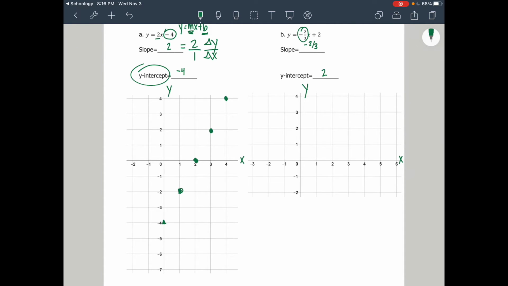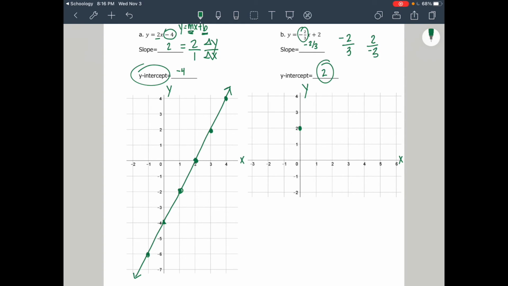So down 1, 2 over 1, and then I can't go any more on either side of the graph, so I'm going to connect all the dots and not forget arrows. All right, on B, we're going to start at 2 on the y-axis, so at 2, and then I can go down 2 to the right 3, or I can go up 2 and to the left 3.